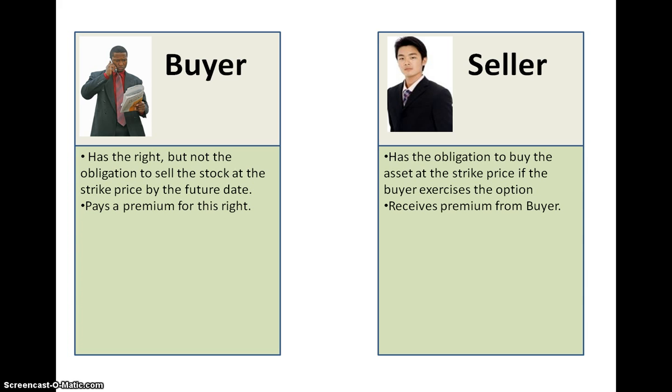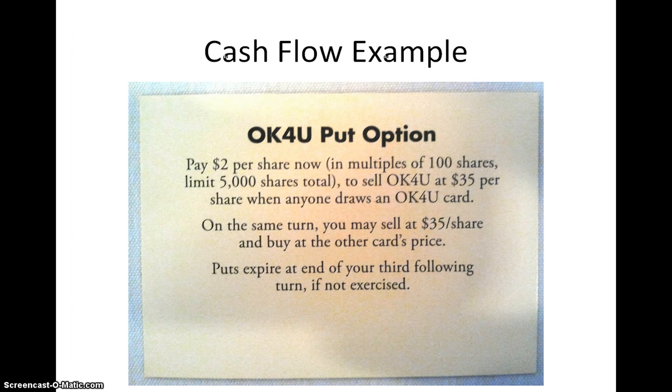Alright, let's look at a concrete example from the Cash Flow board game to make sense of this. So here you've drawn a card. OK for you put option. Pay $2 per share now in multiples of 100 shares, limit 5,000 shares total, to sell OK for you at $35 per share when anyone draws an OK for you card. On the same turn, you may sell at $35 per share and buy at the other card's price. Puts expire at the end of your third following turn, if not exercised.